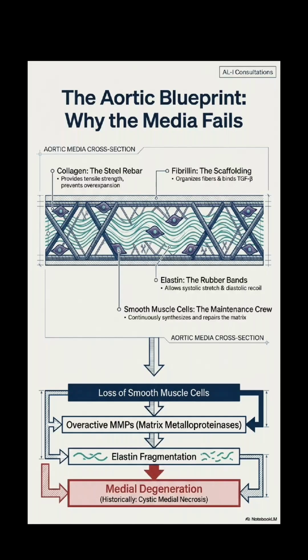The aortic media comprises collagen, which you could think of as steel rebar, providing the tensile strength. Fibrillin, the scaffolding, organizes fibers and binds TGF-beta. Elastin, or the rubber bands, allows systolic stretch and diastolic recoil. Smooth muscle cells, a maintenance crew, continuously synthesize and repair the matrix. Loss of smooth muscle cells leads to overactive matrix metalloproteinases, elastin fragmentation, and medial degeneration, historically called cystic medial necrosis.